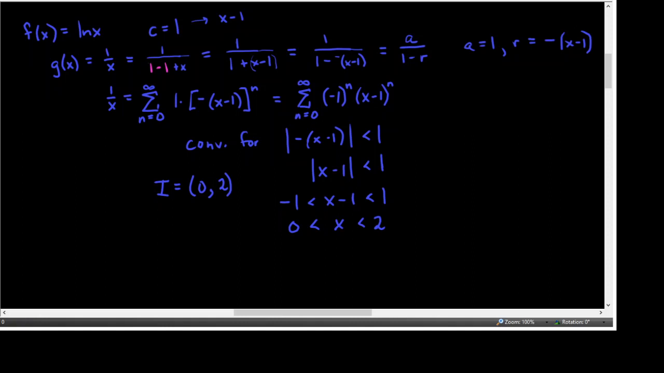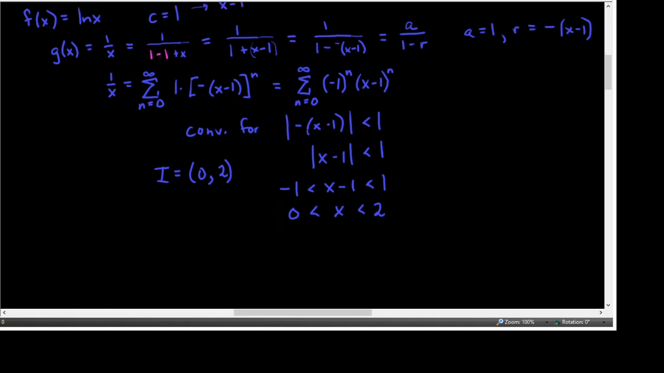Okay, so now we need to make the linkage to our function. We know our function is ln of x. We know that ln of x is the integral of 1 over x dx plus a constant of integration, which remember we like to put that in front. C plus, now the antiderivative of 1 over x, if 1 over x is the series we wrote up here, we're now going to take its antiderivative.